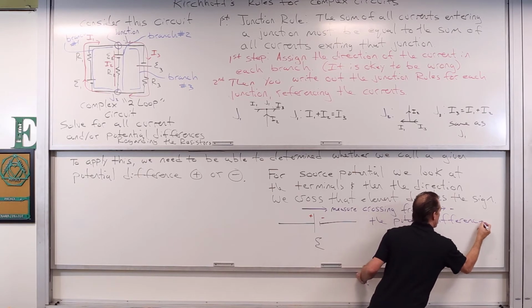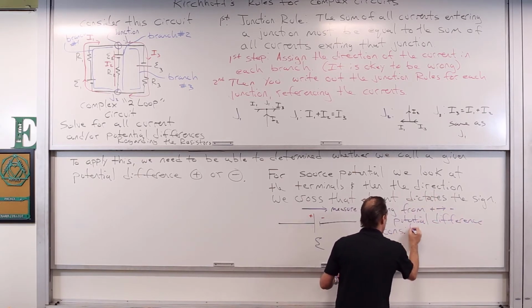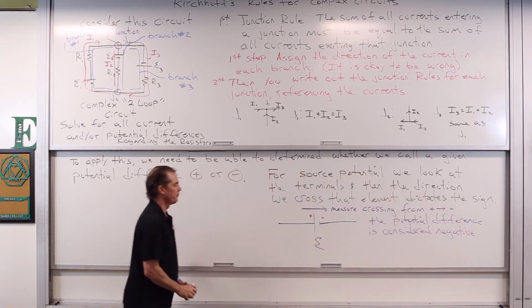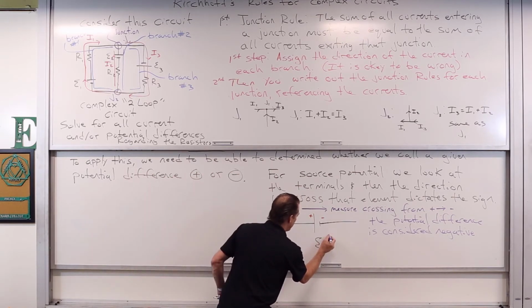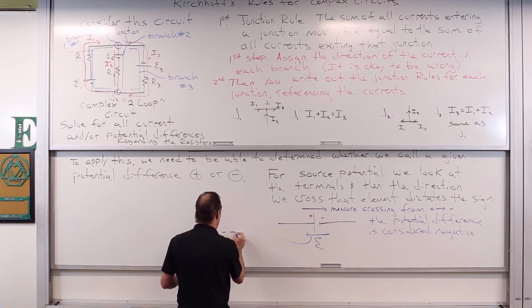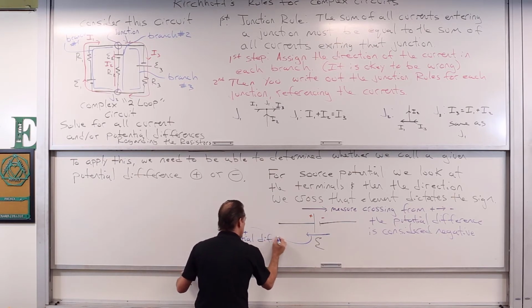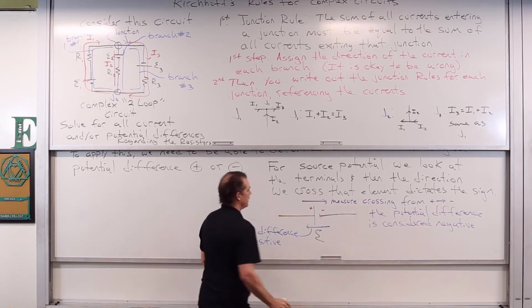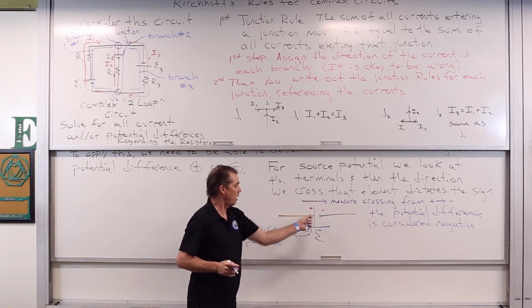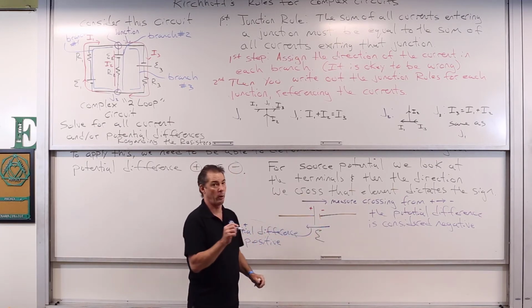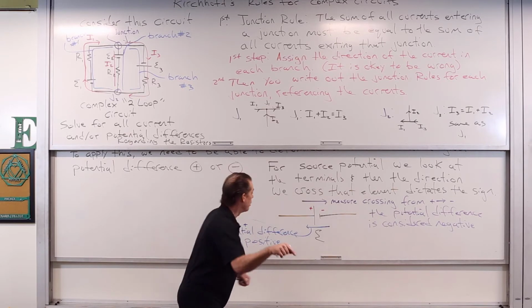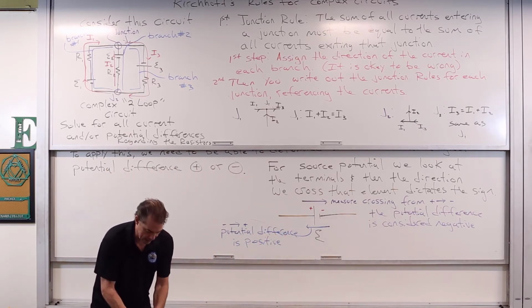So if we go across it this way, the potential difference is considered negative. If instead we went this way, minus to plus, the potential difference is positive. So it depends on the orientation of the terminals of the source potential and which way you go across them. So you may say, well, what determines which way you go across them? I say, you do. And I'll show you that here momentarily.